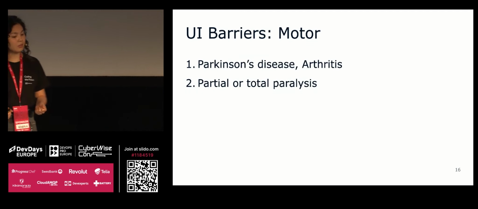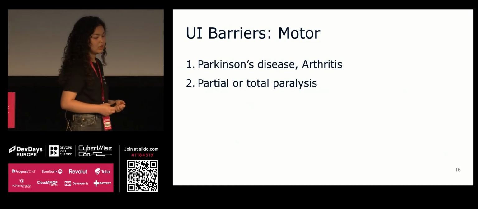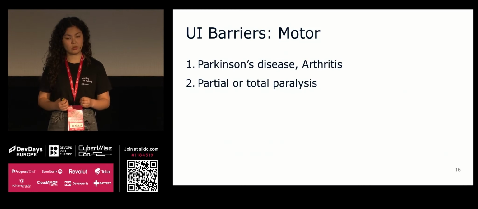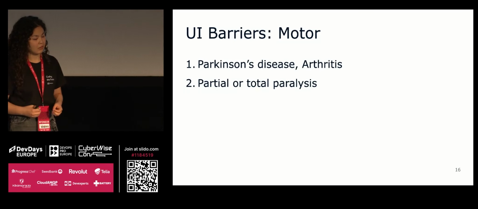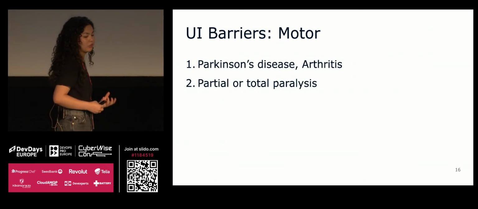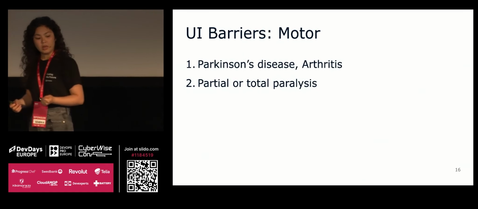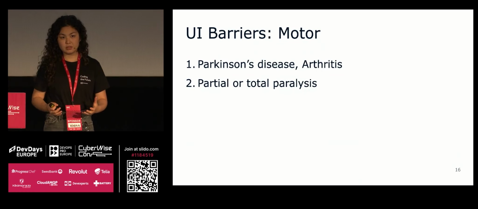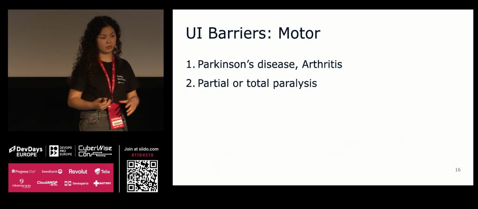And lastly, motor and dexterity difficulties. So these users can have muscle weakness and generally decreased body control. They can feel tremors or lack of coordination or even pain that impacts movement. And in these situations, you can increase interactive areas, and ideally, it should be something like 44 by 44 pixels.